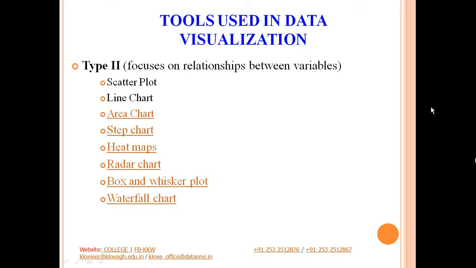In the previous slide we have seen type 1 and type 2. Here we are going to see some examples. I just want you to know the different types of type 2 charts and what they look like. Scatter plot and line chart you are already aware of. Third one is area chart. So let's see how it looks.